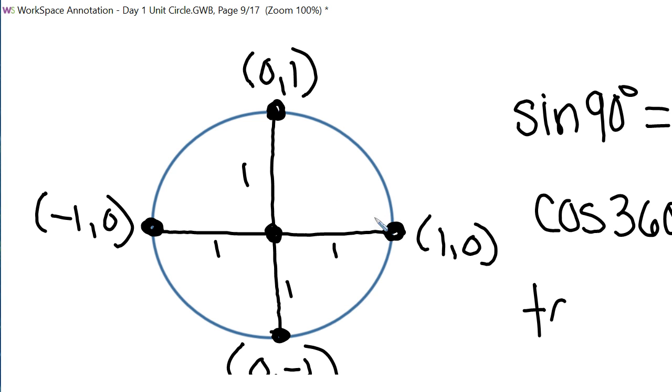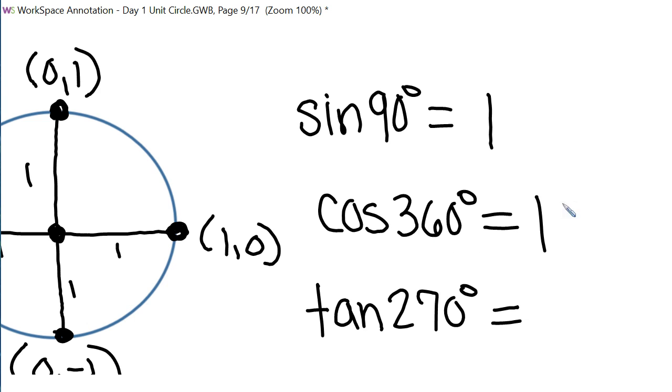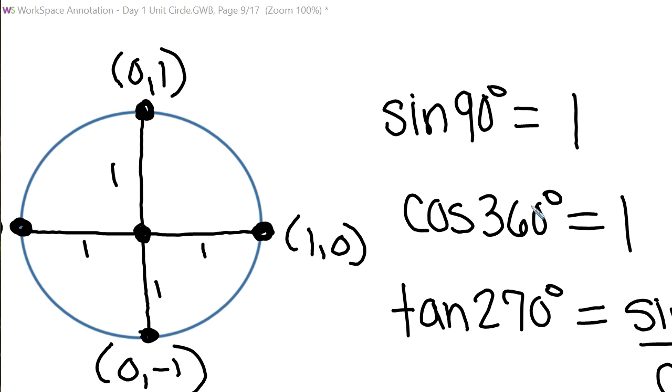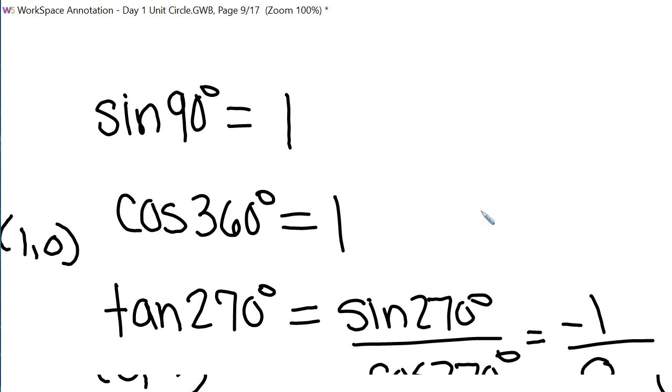What if they asked me for the tangent of 270 degrees? For tangent, I said earlier, tangent is equal to sine over cosine. What's the sine of 270? Negative 1. Cosine of 270 is 0. What's negative 1 divided by 0? Undefined. Oh, you can't divide by 0? No, you can't.